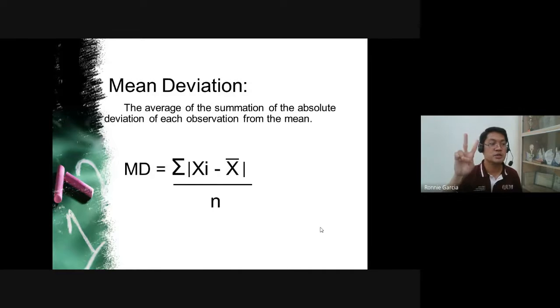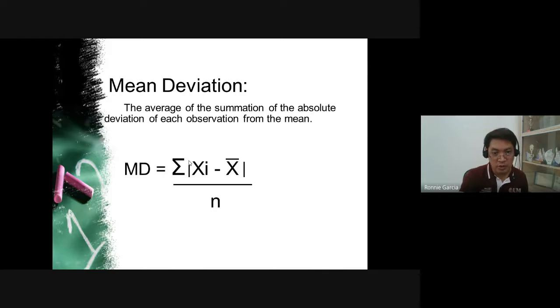The second measurement after the range is the mean deviation. From the word deviation, ning deviate siya sa mean. Unsa iyahang kalayon sa mean. So magamit gihapon nato ang previous knowledge sa central tendency kay naay mean. So it means the average of the summation of the absolute deviation of each observation from the mean.